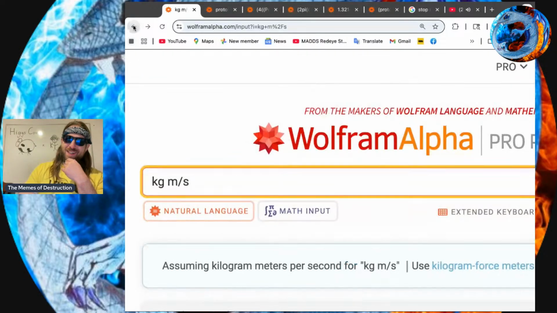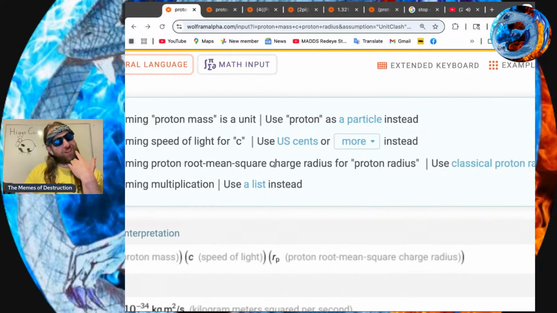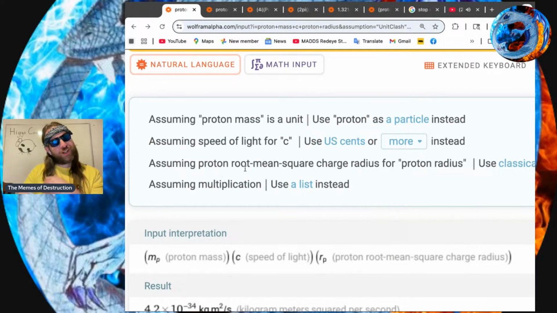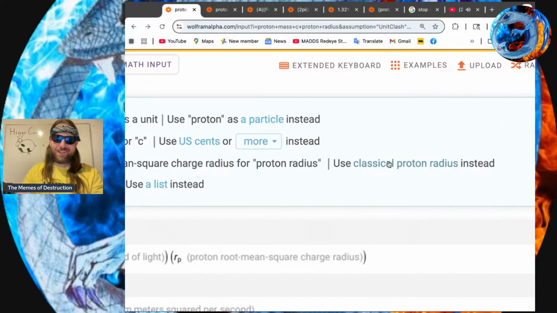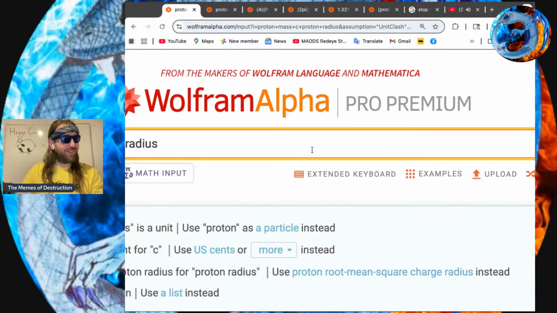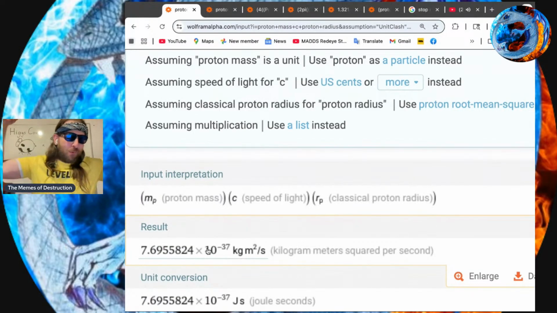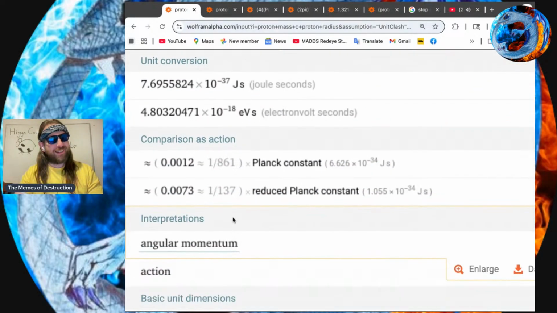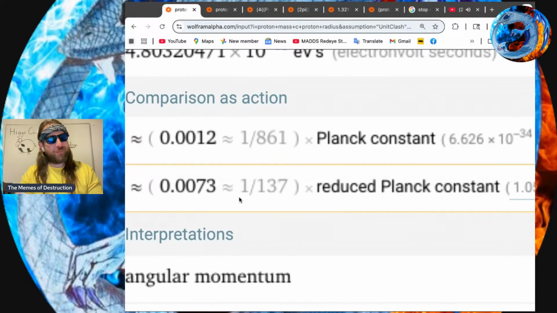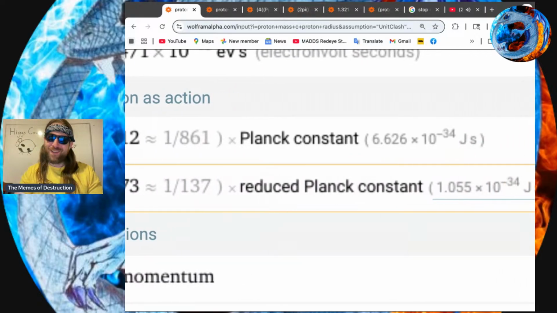All right, because I didn't type out the whole thing, so long story short is I look at this, I don't know what this means, but then you notice it's, wait a second, assuming proton root mean square charge radius for proton radius. Classical proton radius. What does this button do? Okay. So you go through here, you get 10 to the minus 37. That's worse. That's worse. I don't know what this means. Well, it's a good thing that Wolfram Alpha does the hard part for me. It's like, wait a second. This seems to be about 1 over 137th the reduced Planck's constant.